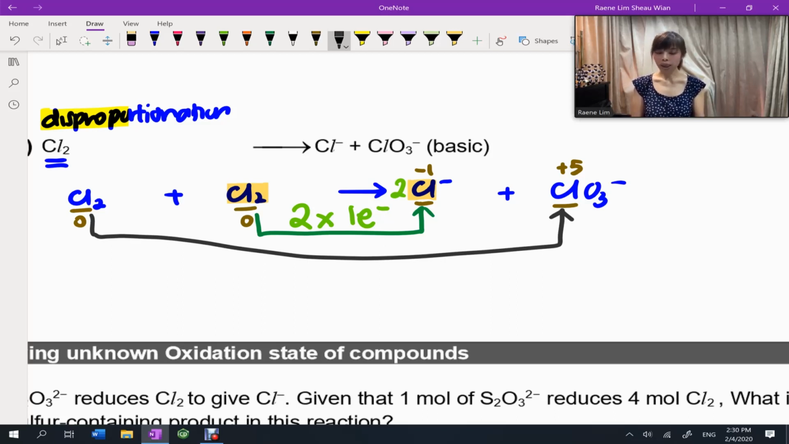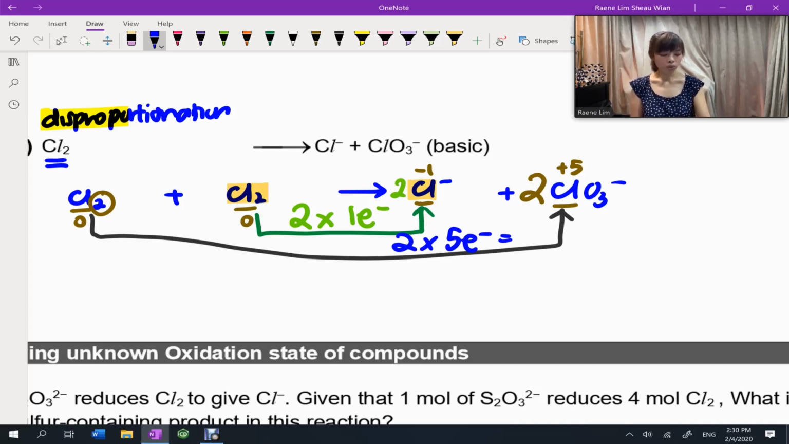Now, if you don't take care, many students will write 5 electrons here, which is wrong. Why? Because the crown atom is not balanced yet. So the Cl2 here must be multiplied by 2 first. Then you can calculate the total number of electrons changed. Each chlorine went through a 5 electron unit change. That is definitely correct. However, there are a total of 2 chlorine atoms.